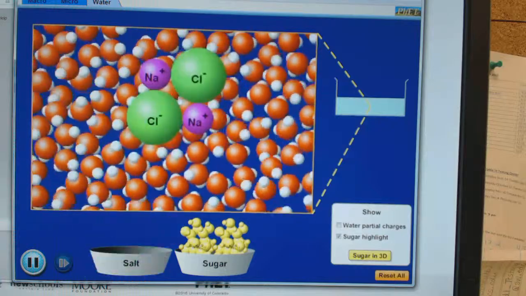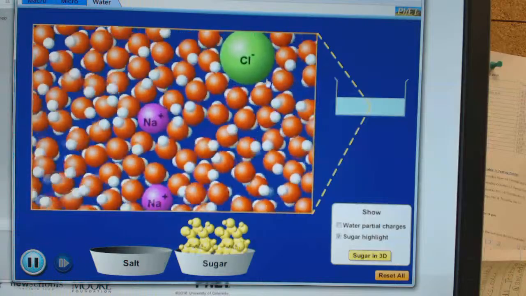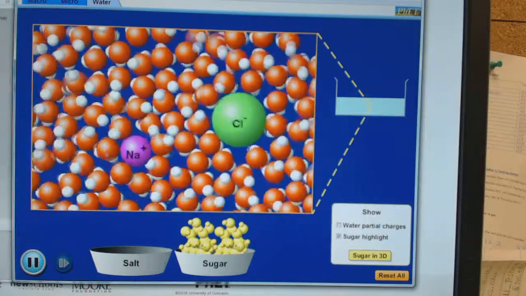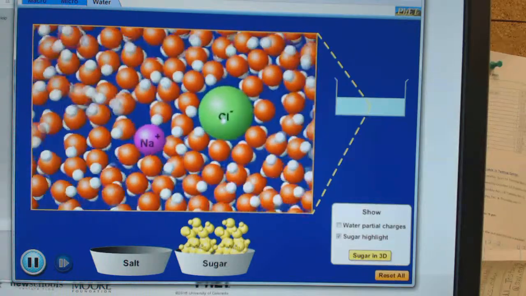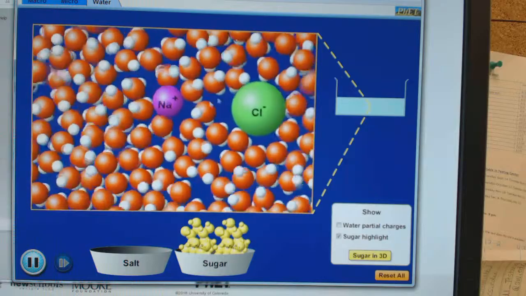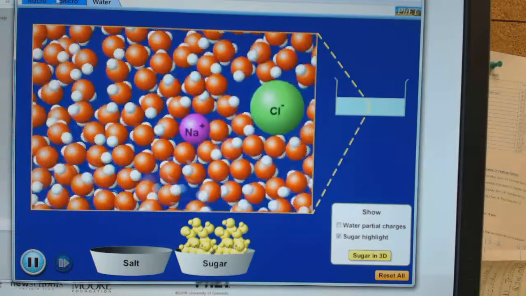When I put salt inside, you can see what happens is the water separates them out. And now the positive charge is surrounded by the negative ends of water, and the negative chlorine is surrounded by the positive charges of water. And so they separate because the water gets in between them.